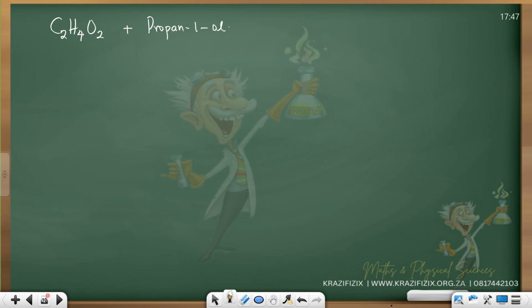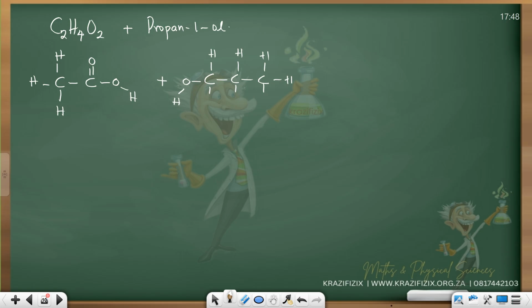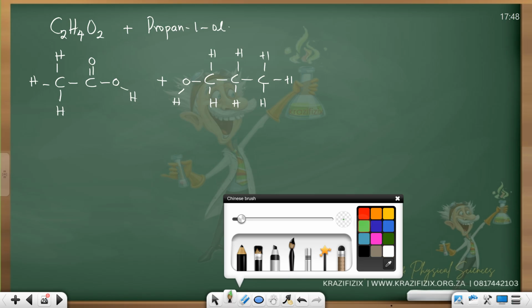We good? All right, so carboxylic acid, 2 carbon atoms. Whenever they ask you to draw, put these close to each other. That's the easiest way to do it. Propan-1-ol, 3 carbons. If you notice what I did, the OH group, the functional group, is closer to the acid so that I can extract my water.